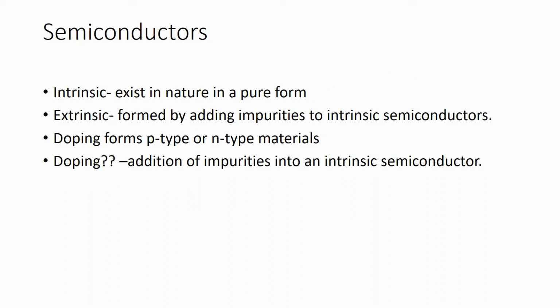Now, semiconductors are broadly categorized into 2. We have intrinsic and extrinsic. Intrinsic semiconductors exist in nature in pure form. The key term is pure form. By pure form, we mean they exist as elements, while extrinsic semiconductors are formed by adding impurities to intrinsic semiconductors and thus exist as compounds.